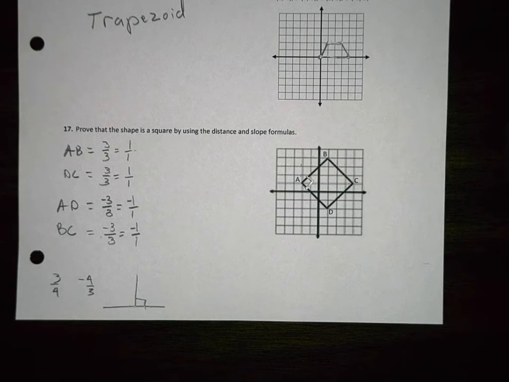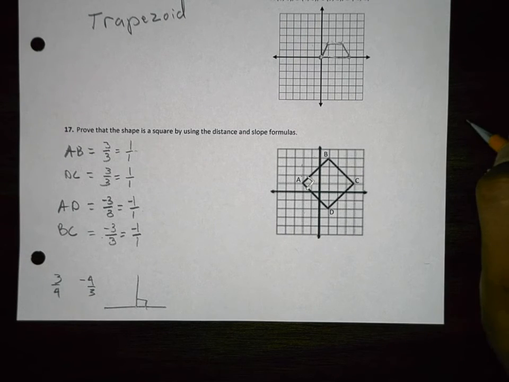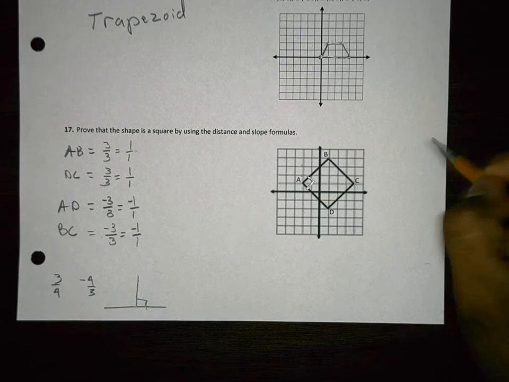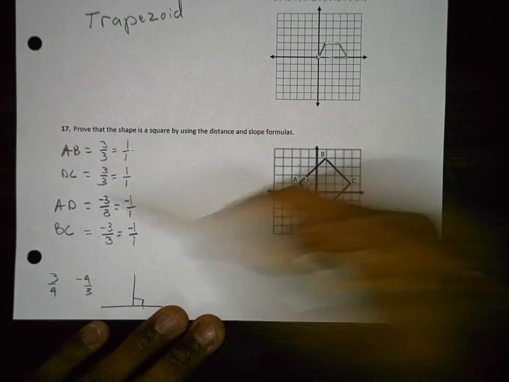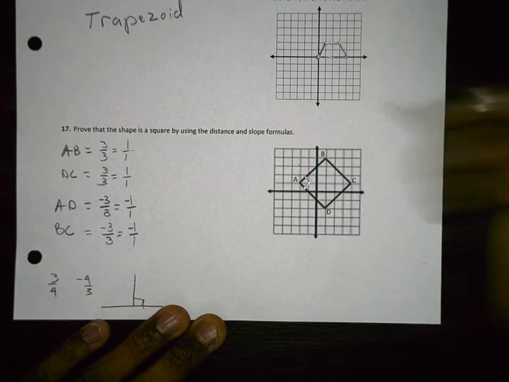Okay, so that means it is at least a rectangle at this point. Because we've proven opposite sides parallel makes it a parallelogram. We've proven a 90-degree angle, so that makes it a rectangle or a square. But the question is, how do I prove it's a square? You need to use the distance formula. Well, if I do this, you can see that I have all the same numbers. Everything involves a 3.